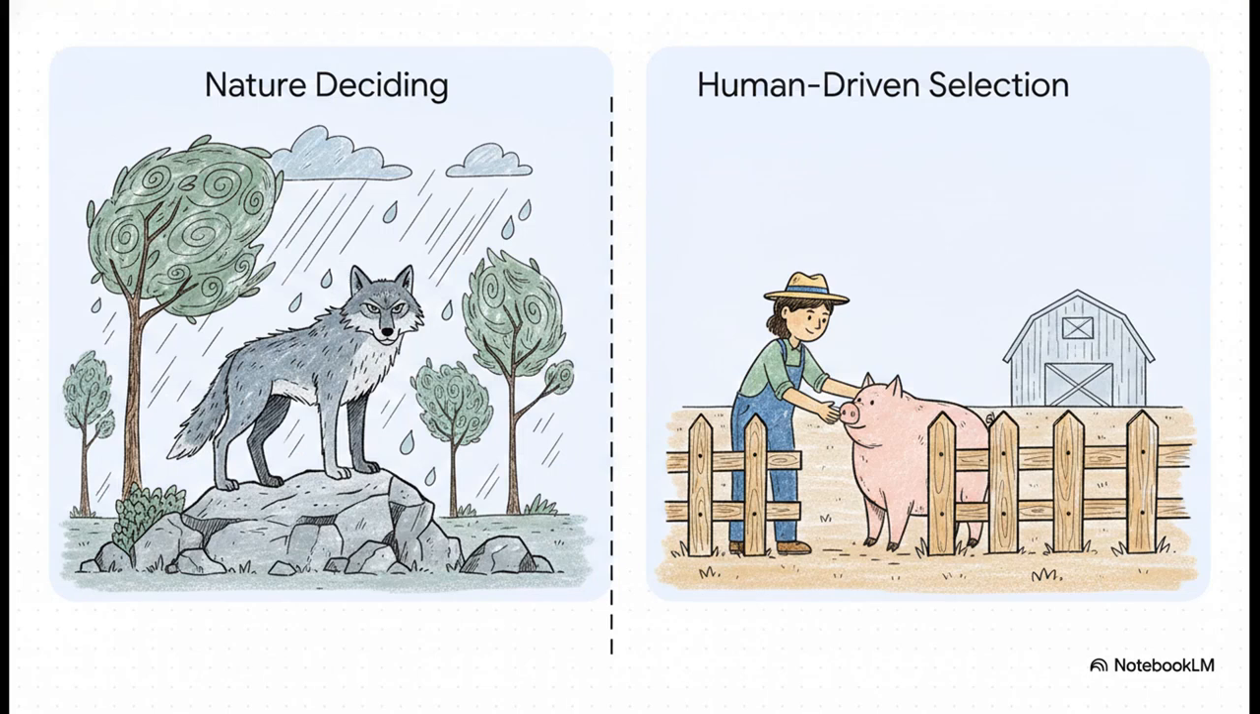And this variation is acted on in a couple of ways. Natural selection is your classic survival of the fittest. The environment dictates success. But artificial selection, that's human-driven. This is where the breeder steps in, completely overrides nature's priorities, and decides exactly who reproduces based entirely on what is economically useful to us.